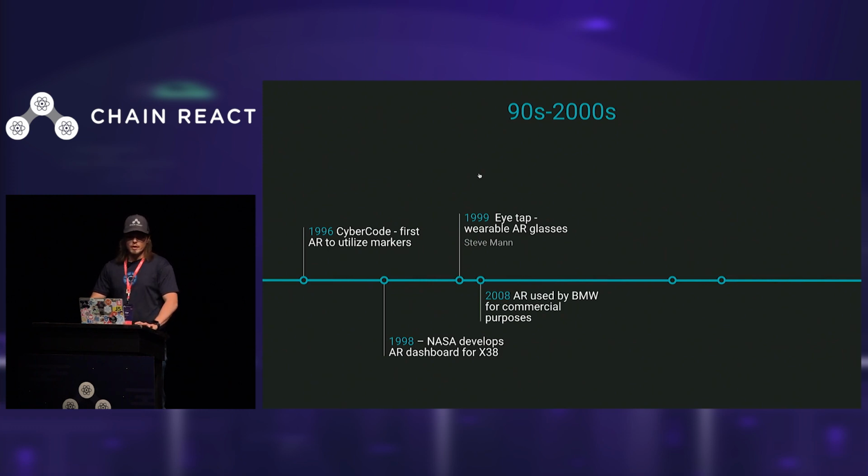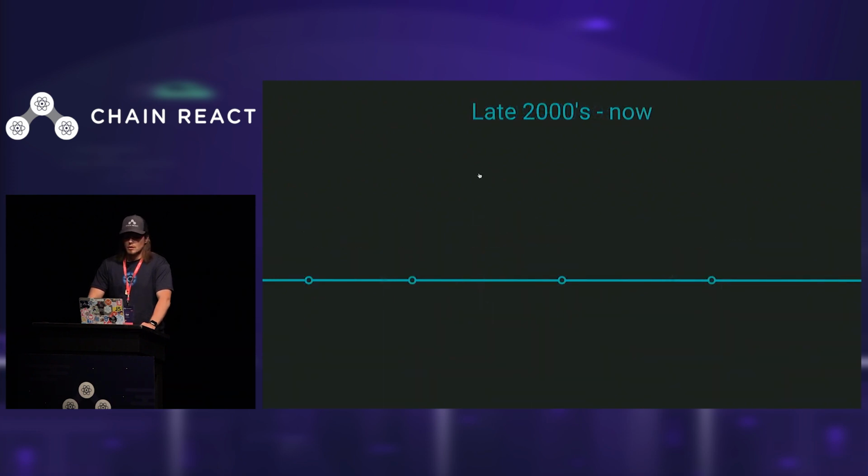Commercial-wise, in 2008, there was the first introduction of AR for commercial purposes by BMW. Before that, it was more research-oriented or military, like for NASA and stuff like that. 2010 was Kinect. Then Google Glass, and several years ago, there was Microsoft HoloLens.